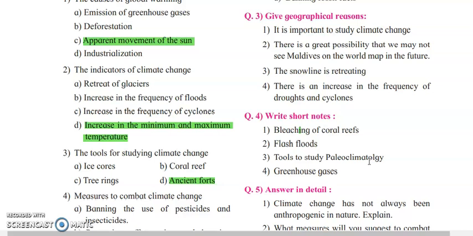तो trees के रिंग से हमें पता चलता है, आइस के कोर से पता चलता है, कोरल रीफ से पता चलता है. So these are the different things by which we can understand the prediction of the climatic changes in the past history. Okay, so you can write few points about coral reef, tree ring and ice core in this answer.